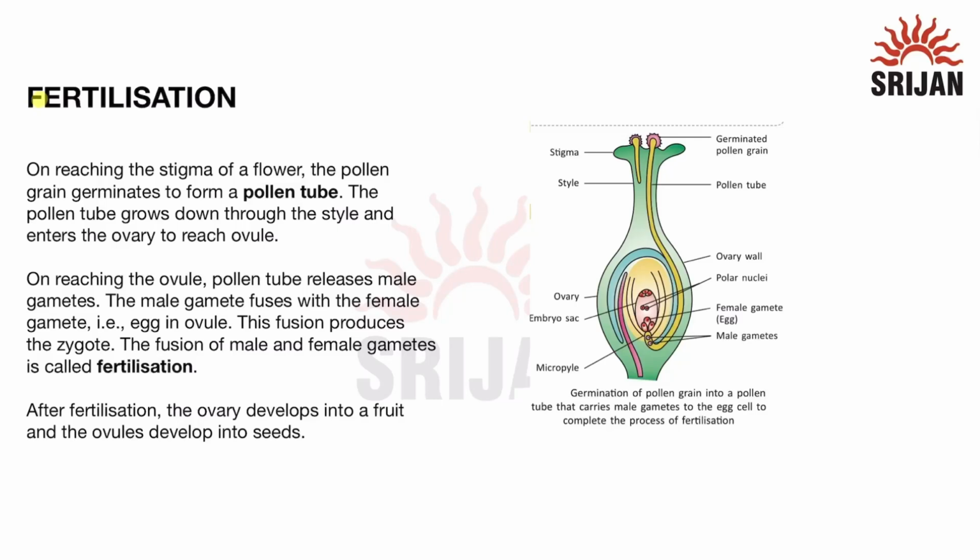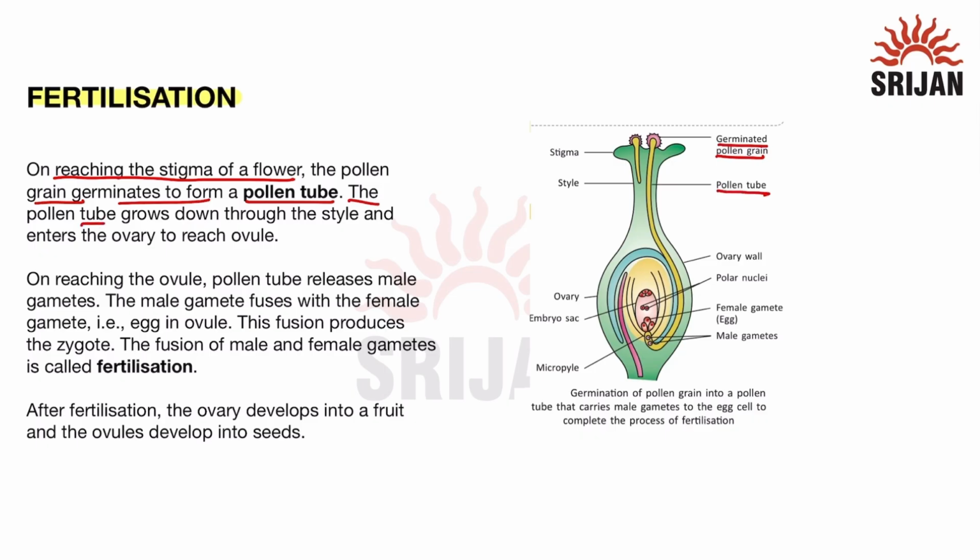The topic is fertilization. After pollination, the next step is fertilization. On reaching the stigma of a flower, the pollen grain germinates to form a pollen tube. We can see in this figure that the germinated pollen grain has landed on the stigma after pollination has occurred, and this pollen grain will form a pollen tube like structure through the style.